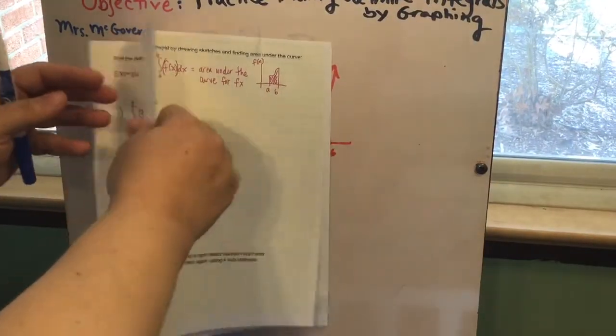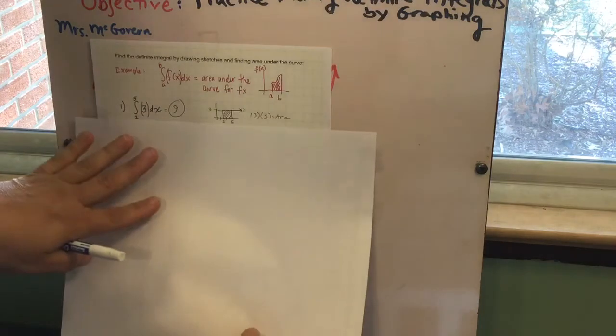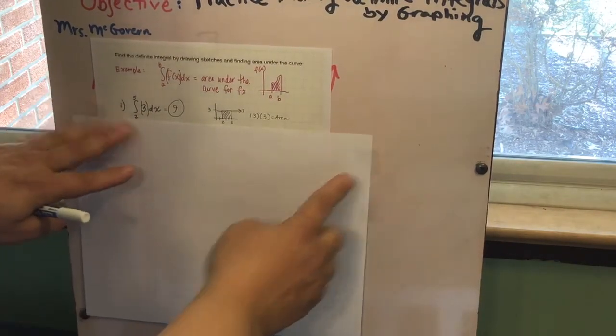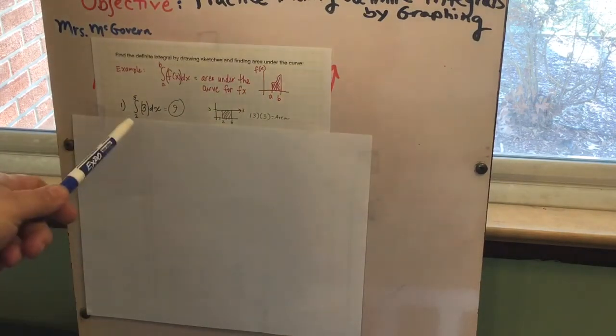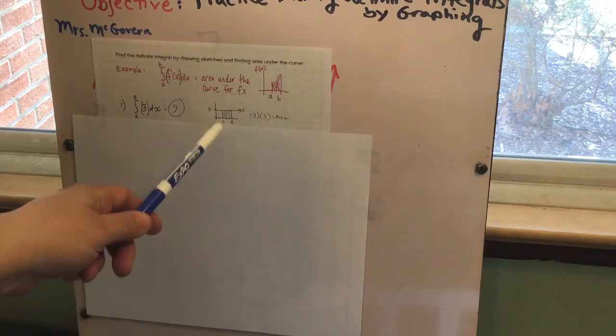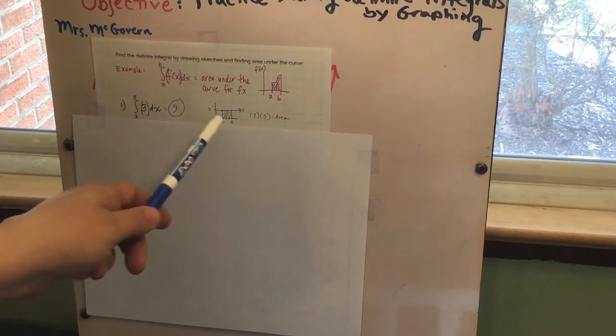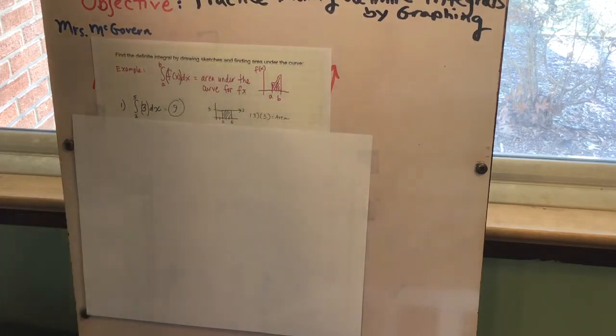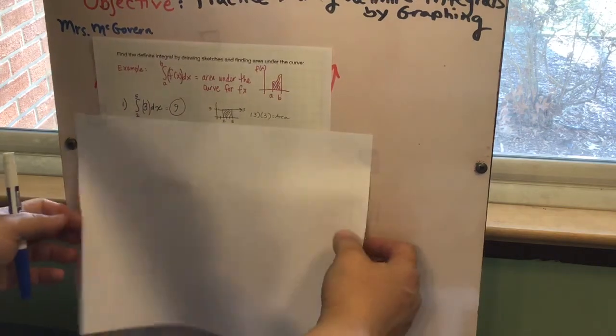All right, so the first one, basically what's happening here is we're finding the area under the curve of the function 3, which is a horizontal line. So the area underneath that curve from 2 to 5 should be a 3 by 3 square, and that area is 9. Let's try the second one.